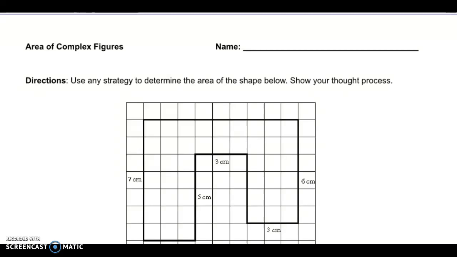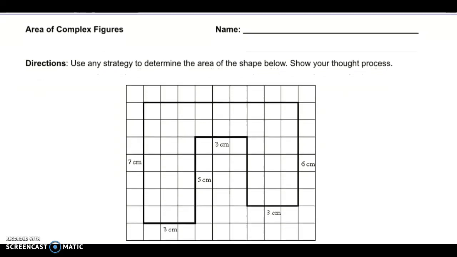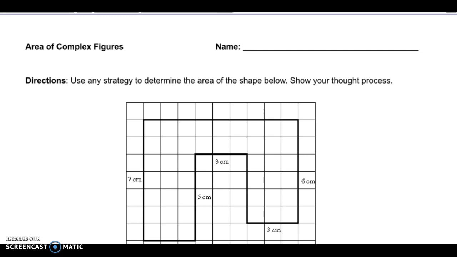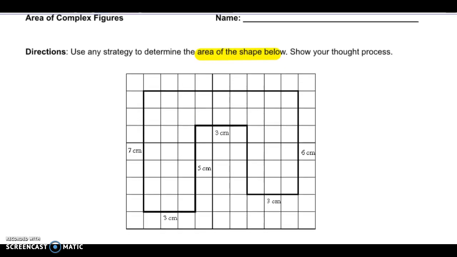So hopefully before you started this video, you spent a little time with this problem up here at the top. If you have not yet tried thinking through this problem, please pause this video and answer the question. It says to use any strategy to determine the area of the shape below. So you see this kind of outlined, funky looking shape, and I just want to see what you can come up with for the area.